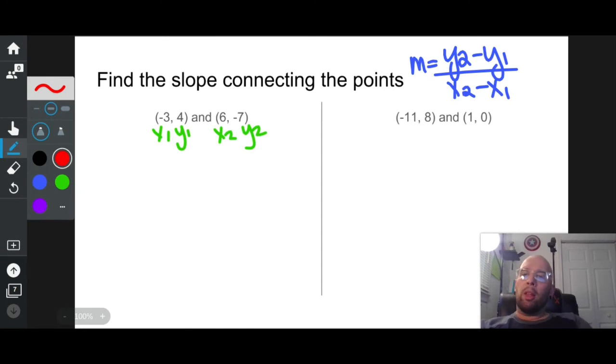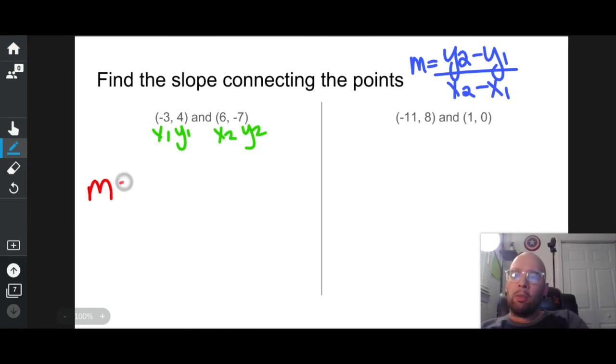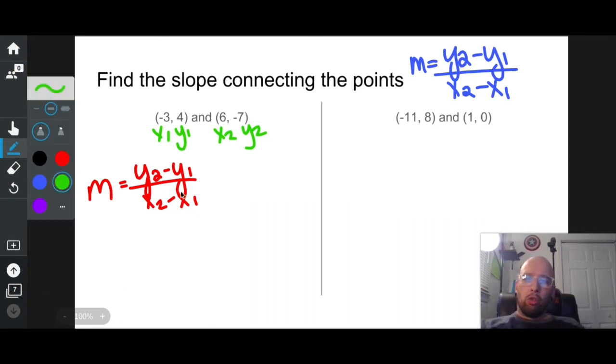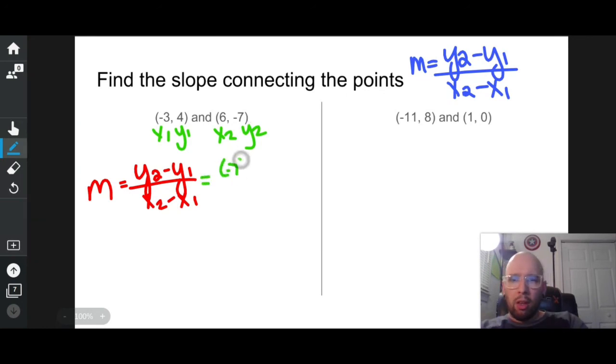I'm going to rewrite out my formula again. I always write out my formula, even if it seems unnecessary. M equals y sub 2 minus y sub 1 over x sub 2 minus x sub 1. I called y sub 2 negative 7, so I'm going to replace y sub 2 with negative 7. Always the minus sign in the middle. Y sub 1 is 4, so I'm going to put 4 in its place. Over x sub 2, I called 6, so 6. Always the minus in the middle. X sub 1, I called negative 3.